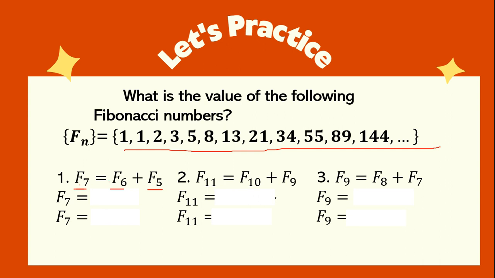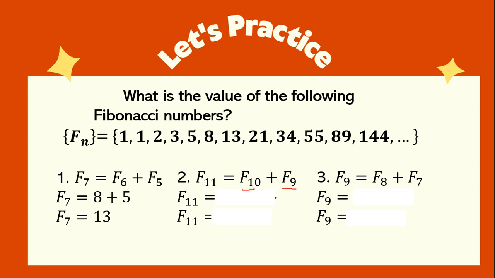Here we count 6 numbers: 1, 2, 3, 4, 5, 6. So the value is 8, plus f sub 5. Before f of 6 is 5. 8 plus 5 is 13. Therefore, f sub 7 is equal to 13. Next is number 2, f sub 11. The two generations before f sub 11 are the 10th and the 9th generation.